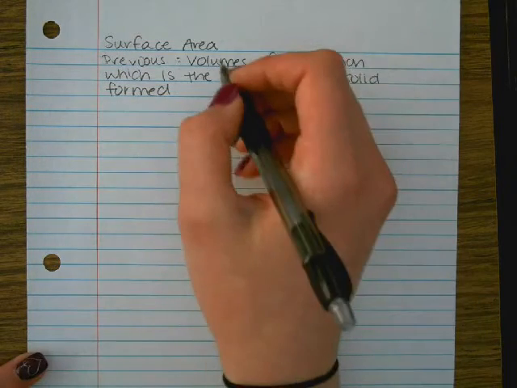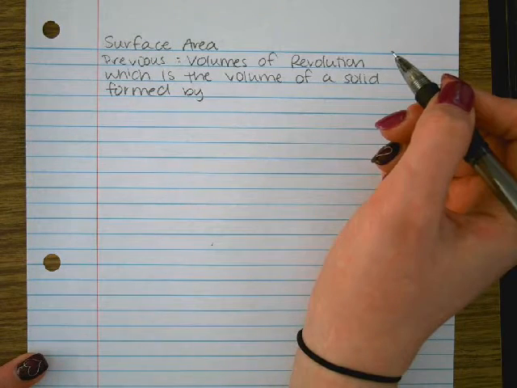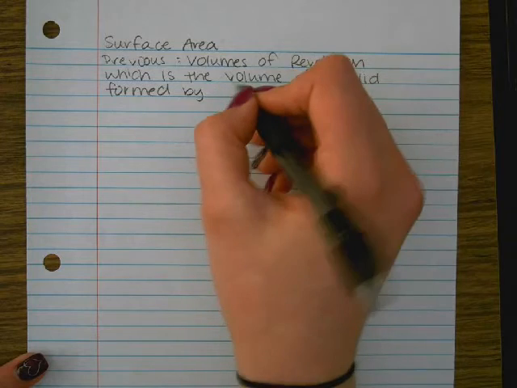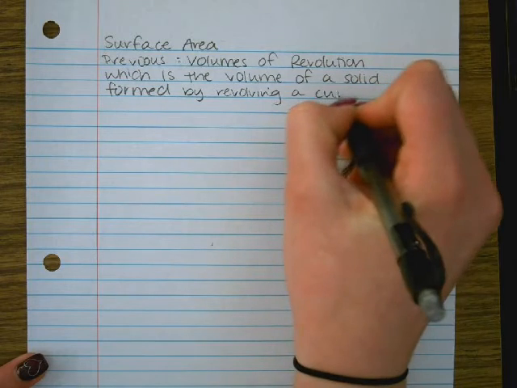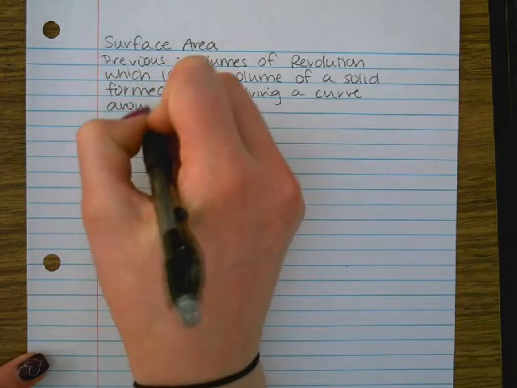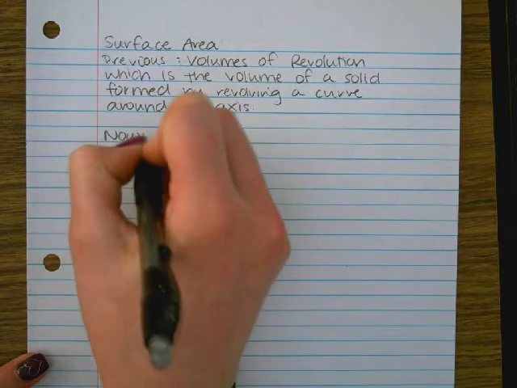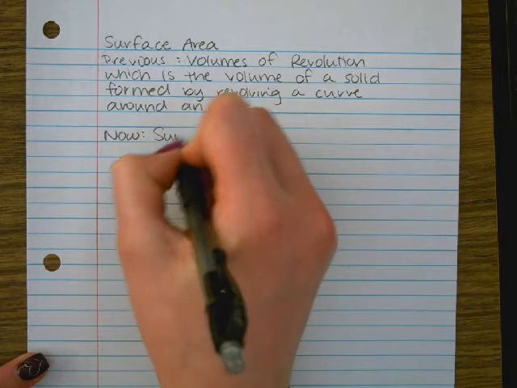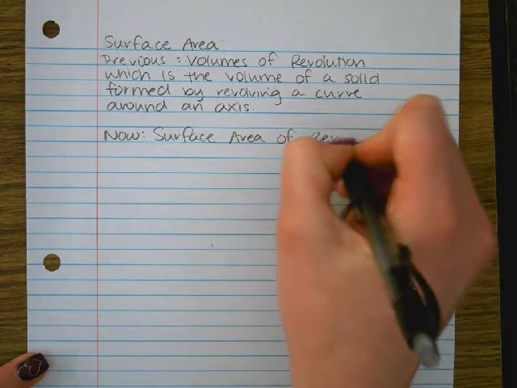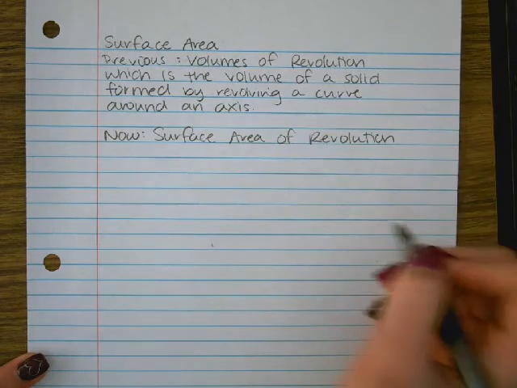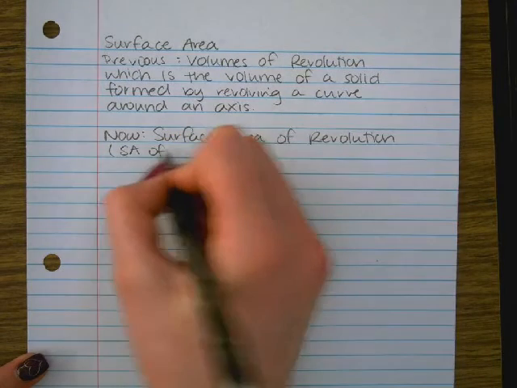So what we're doing now is we're going to take those solids and we're going to find their surface area instead of their volume. Right. So now we're doing surface area of revolution, which is the surface area of those solids.